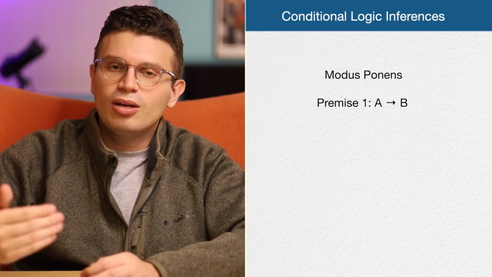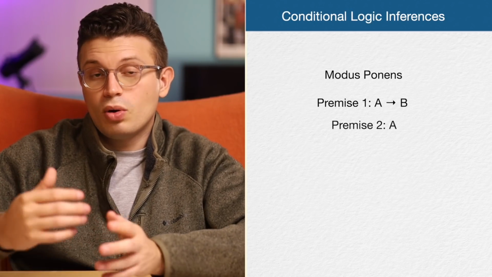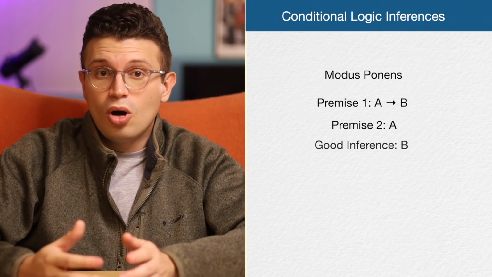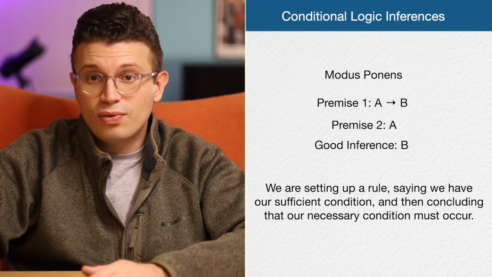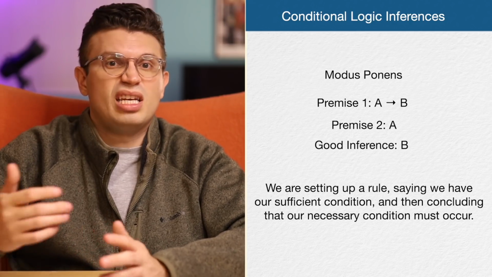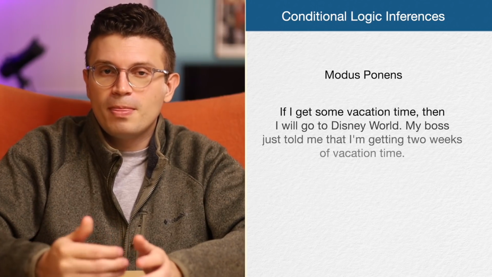Here's our abstract. Premise one says, if A, then B. Premise two says, okay, A, and then what's a good inference we can make off of that? B. All we're doing here is setting up a rule, saying we have our sufficient condition, and then concluding that our necessary condition must occur. Pretty easy. That's just the definition of conditional logic, okay? If we want to put that into action.